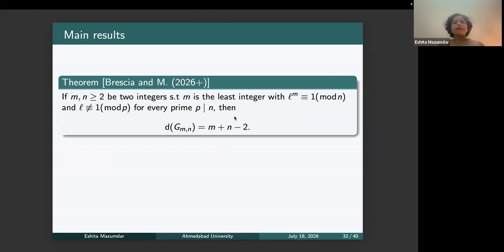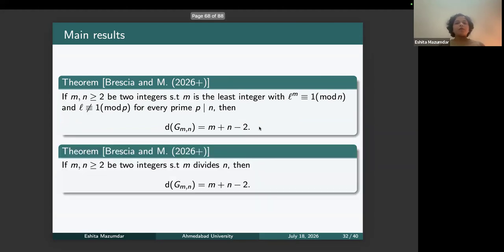We also prove that if we have this relation, but if we consider L to be not congruent to 1 modulo P for every prime P that divides N, then again the conjecture Bas has given is true. We consider that for the metacyclic group, if M divides N, then also the conjecture given by Bas is true.